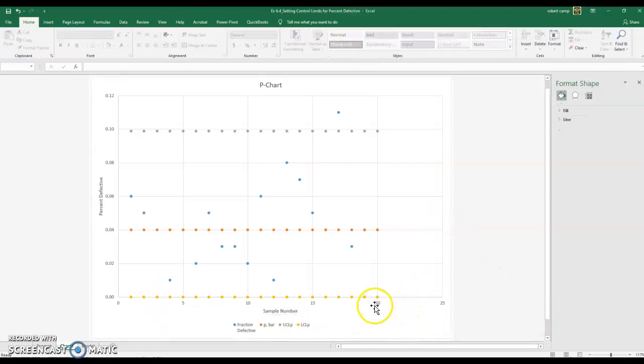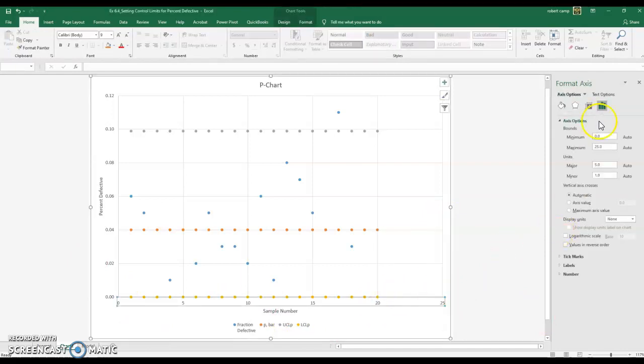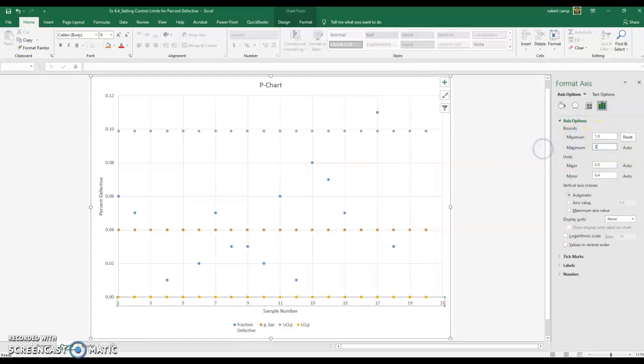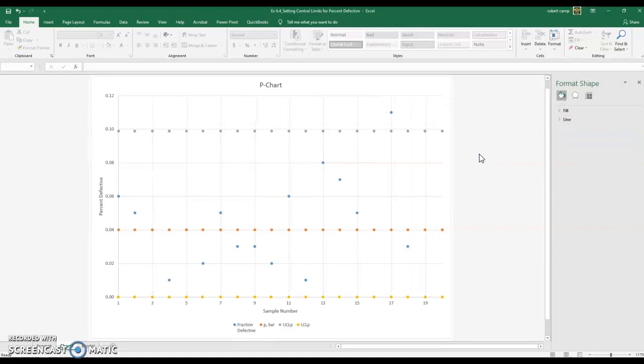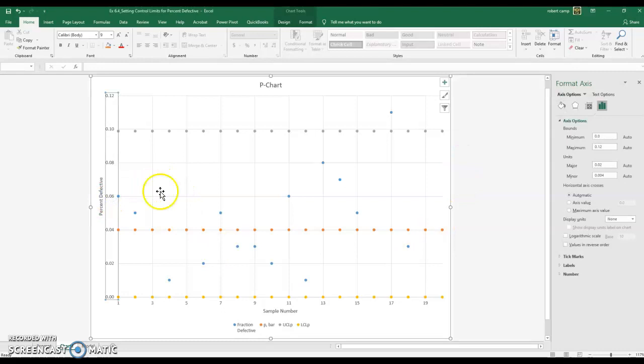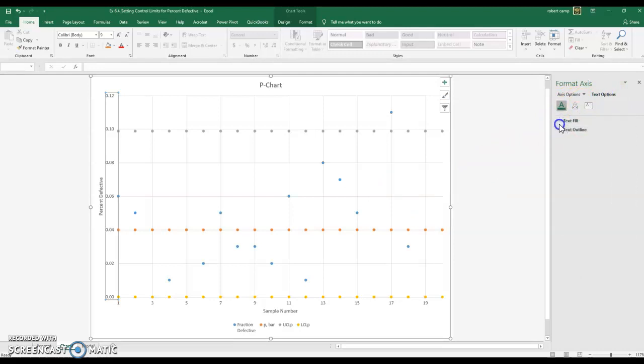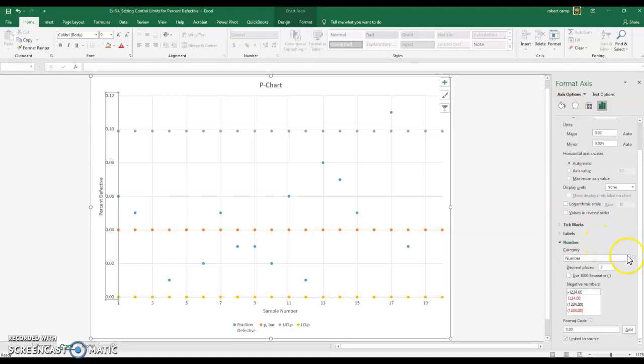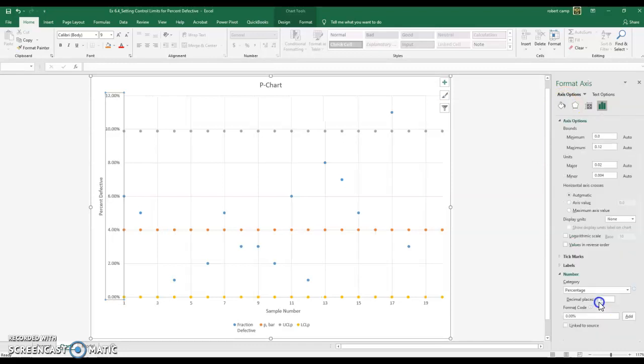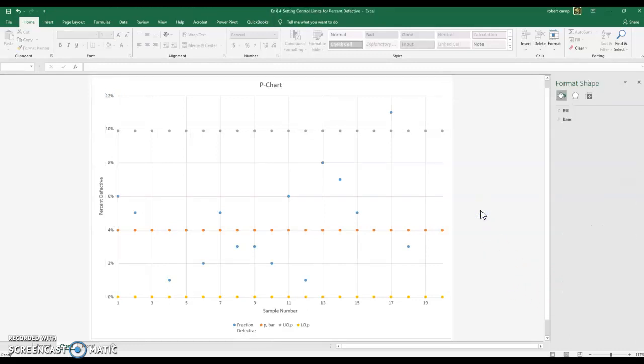Let's see, let's change this axis up a little bit. Format axis. We only go to 20 samples, so we'll start with 1. We'll go right to 20 just to maximize our area. Over here, percent defective, excuse me. Let's go over here. Let's go into our text options. Oh, wait a second. Is it axis options? Ah, yes, number. So when we go to number, we're going to change this to percentage. And we're going to lose all the decimal places because we don't need them. And so there we go.